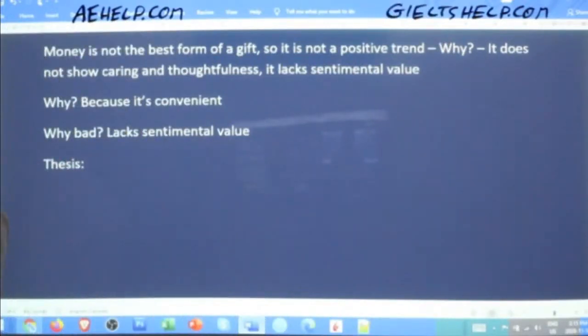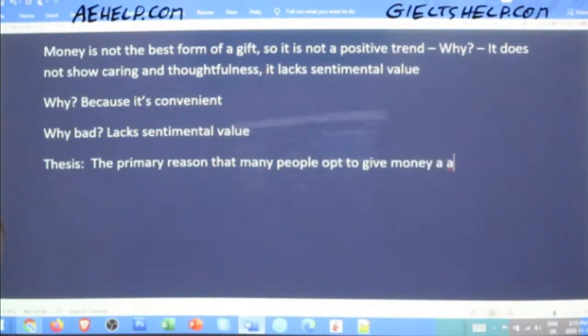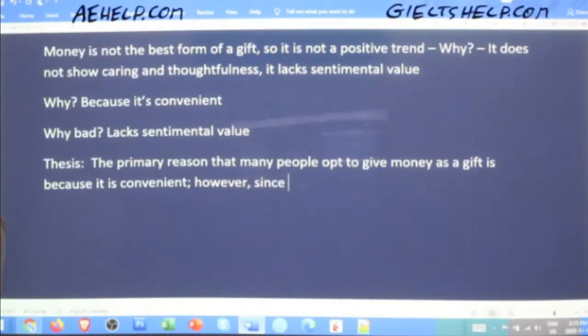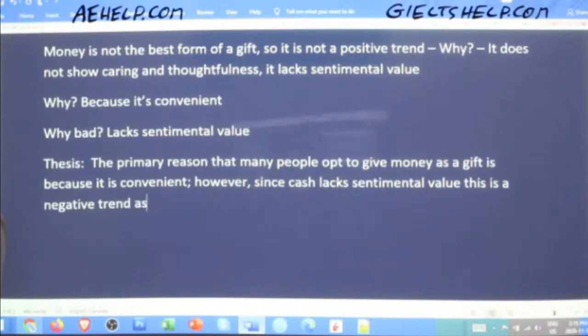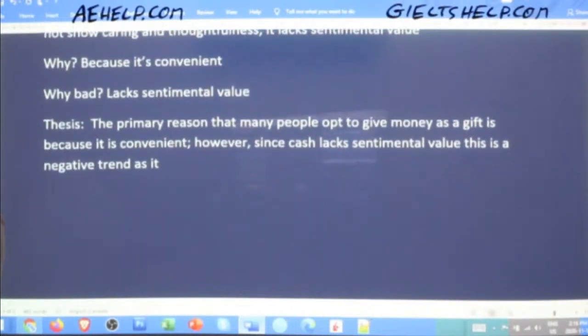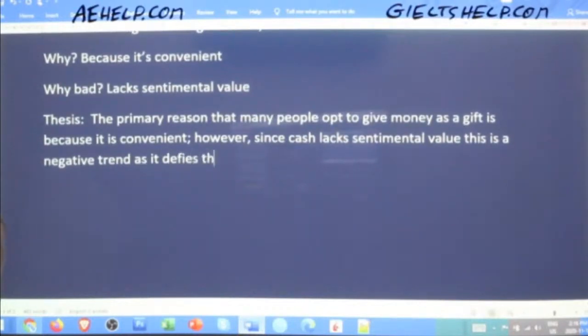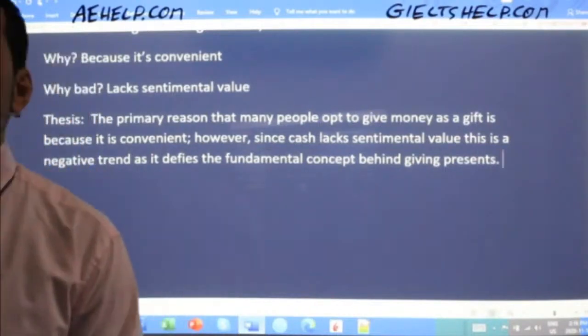So thesis, right. So the primary reason that many people opt to give money as a gift is because it is convenient. However, since cash lacks sentimental value, this is a negative trend as it defies the fundamental concept behind giving presents. Okay? All right, so that's my thesis there for the reader.